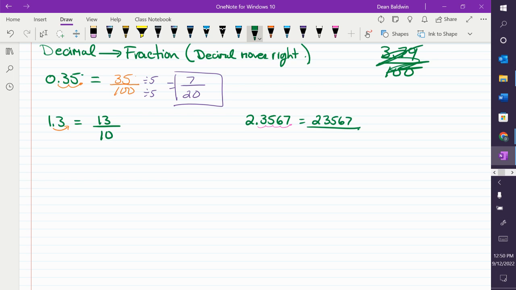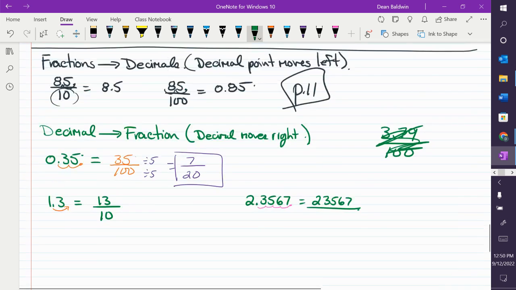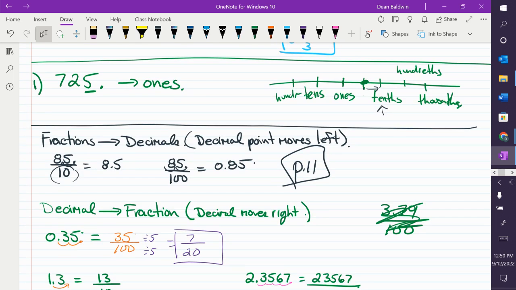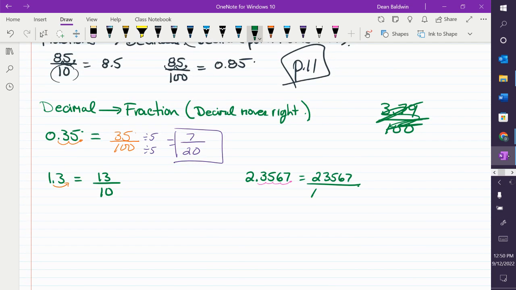Over what number? 10,000. If you look at your number line, tenths, hundredths, thousandths, there's 3. One more would be 10,000. So I just put 10,000 in there. Okay? So however many places you move the decimal, that's essentially what your denominator is. And then always, always, always reduce.